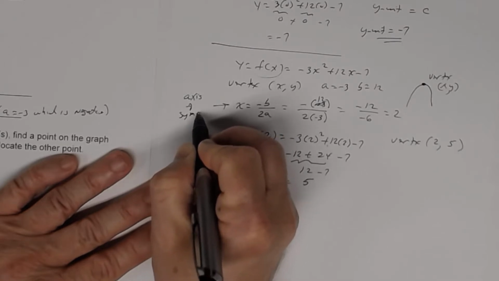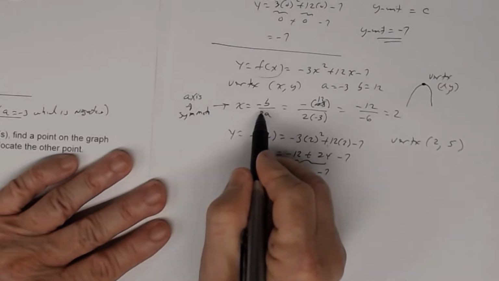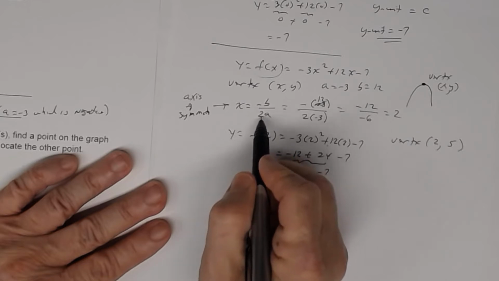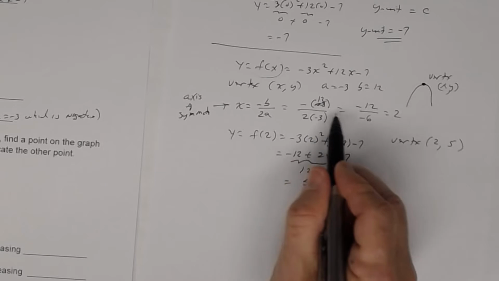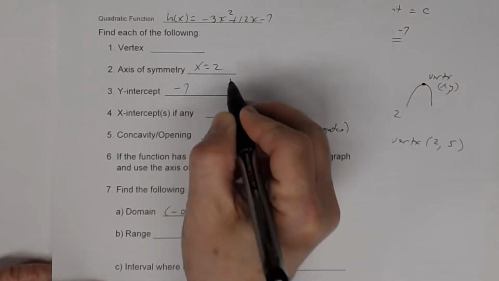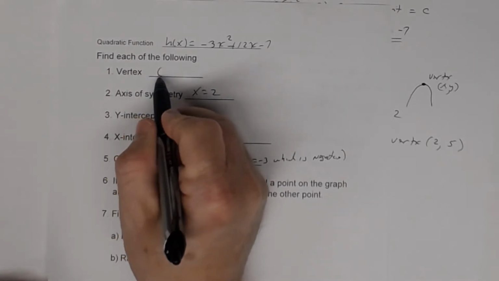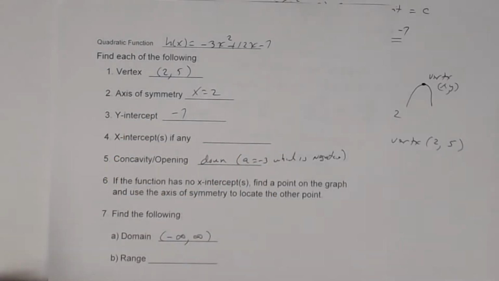So the axis of symmetry is just x equals the opposite of b divided by 2a. It's just this number now. So it's x equals 2. The axis of symmetry is x equals 2. So my vertex, I forgot to write, my vertex is (2, 5). So there's your vertex. Vertex is a point, so make sure you use parentheses.